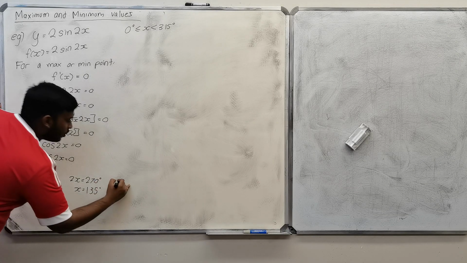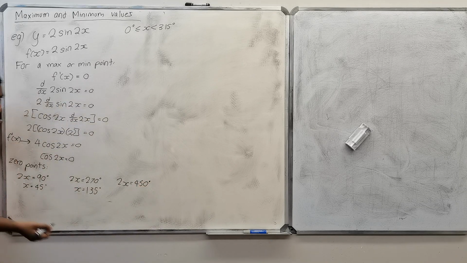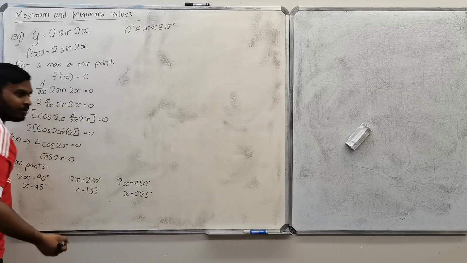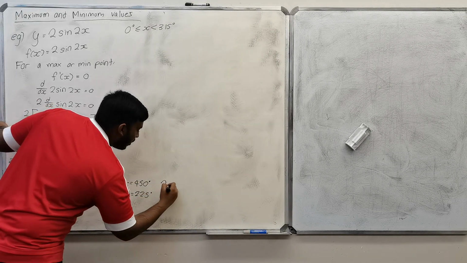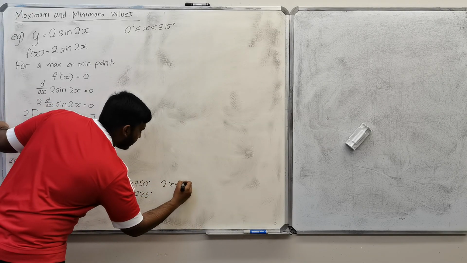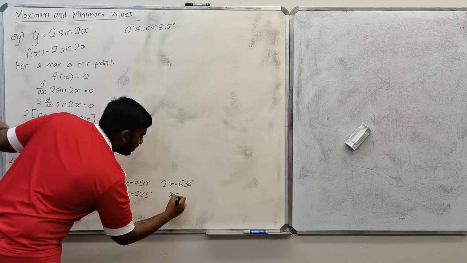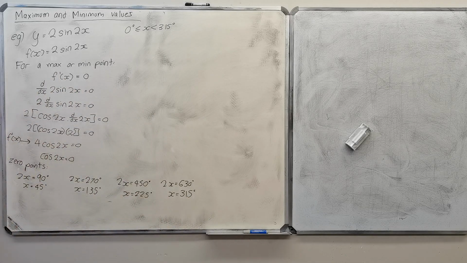Okay? 2x is equal to 450. Because from 90 to 270 to 450, you keep on adding 180 for the 0 points, right? And then x is equal to 225. Keep on going again, because we're still within the range, right? 2x is equal to 630. X is equal to 315. Now we are at the limit of the range.